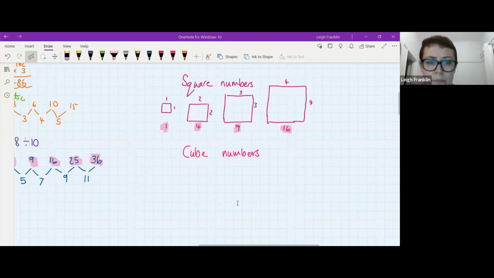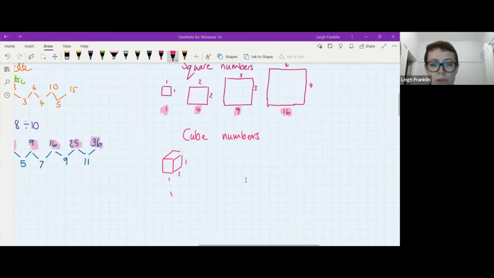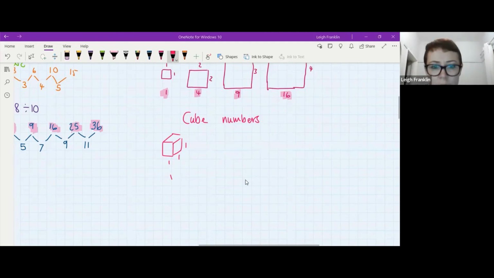Okay, Anati, what do you think cube numbers would look like? 1 times 1 times 1. Lovely. So what's 1 times 1 times 1? 1. Absolutely. So 1 by 1 by 1 gives us 1. Good. 2 times 2 times 2 leaves us with 8. Indeed.